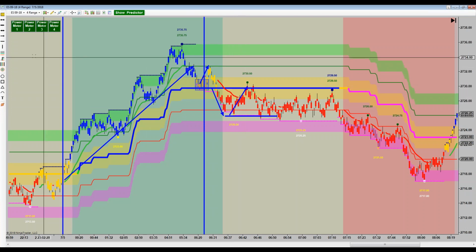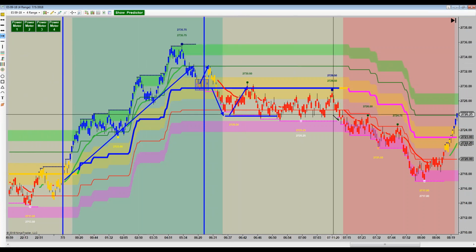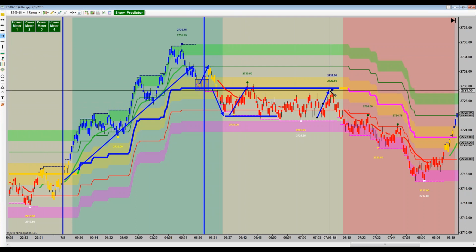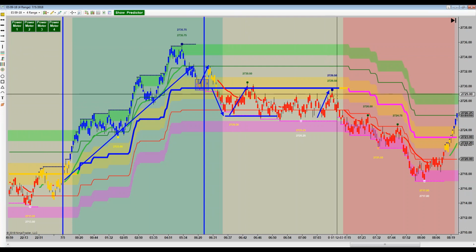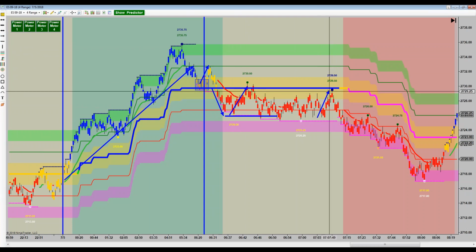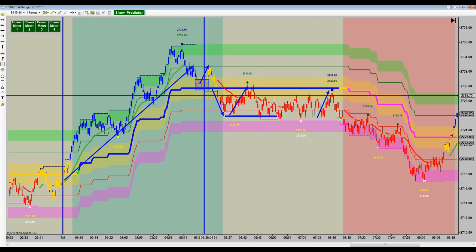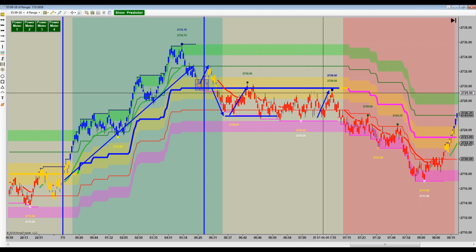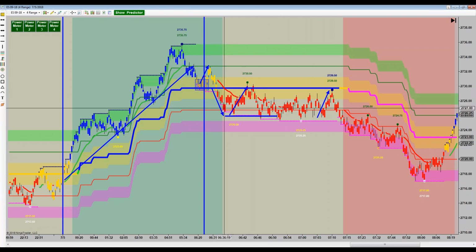Right here was a kiss and roll. Right here was a kiss and roll. And this was your spot to get short, right in here. Now, you had to be patient. This is 7 o'clock. So it sat, here's 6:30, here's 7 o'clock, here's 7:10. This whole area is 40 minutes of trading.